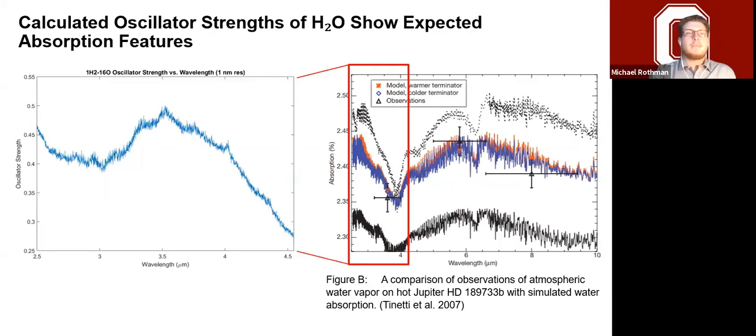When calculating these, we isolate the absorption features for use in generating absorption and emission spectra. Now, on the left are the preliminary results of an isolated water absorption feature located from about 2.5 to 4.5 microns. We see that the oscillator strength features are present as expected based on the results seen on the right, which are observations of water absorption in the atmosphere of a hot Jupiter. And we intend to build the monochromatic opacity database for as many biosignatures as literature data and, frankly, time allows.